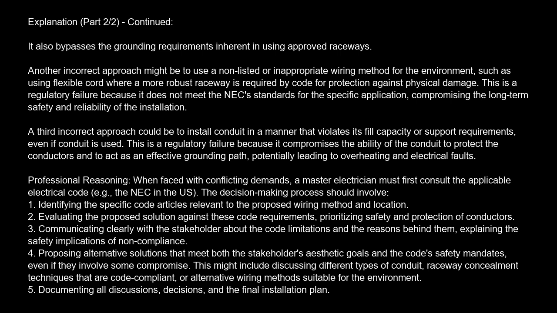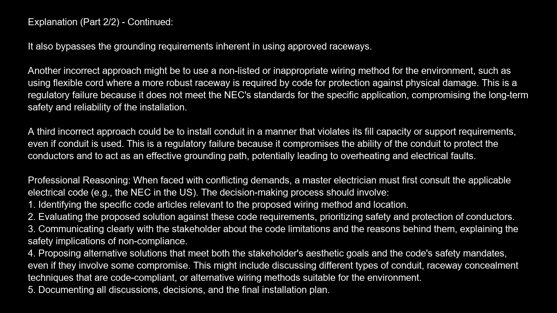Professional reasoning. When faced with conflicting demands, a master electrician must first consult the applicable electrical code, e.g., the NEC in the U.S. The decision-making process should involve: 1. Identifying the specific code articles relevant to the proposed wiring method and location. 2. Evaluating the proposed solution against these code requirements, prioritizing safety and protection of conductors.